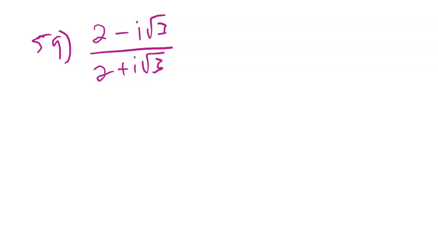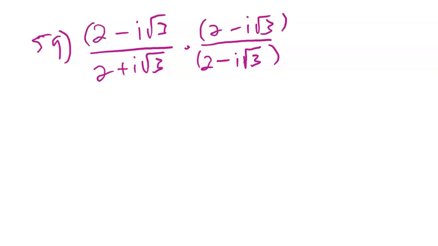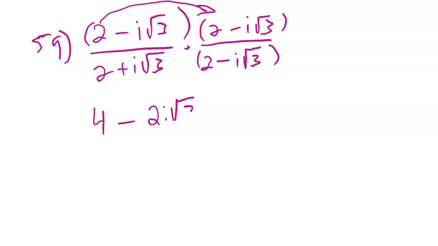Interesting. I feel like there's going to be something cool here, but I'm just going to continue. I'll multiply by the complex conjugate, 2 minus i rad 3, and then I'll just FOIL everything out. On the top, when I FOIL, it'll be 4 minus 2i rad 3. So that's 2i rad 3, and this is going to be minus 2i rad 3.